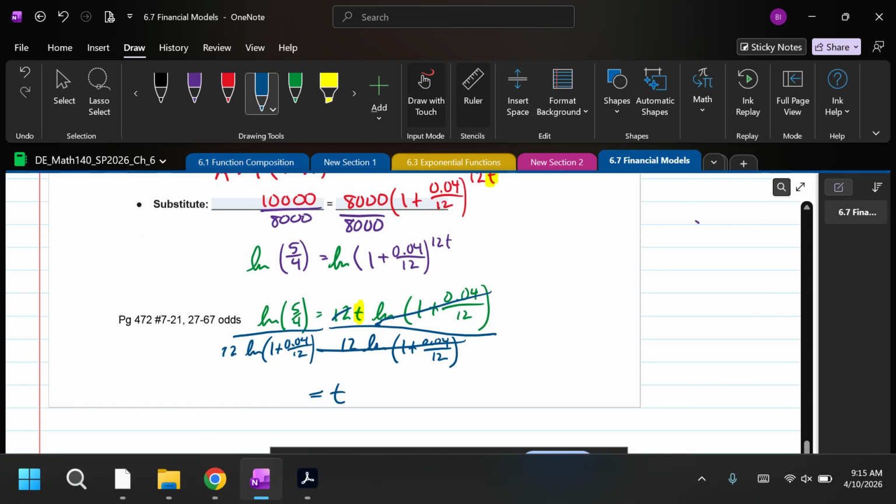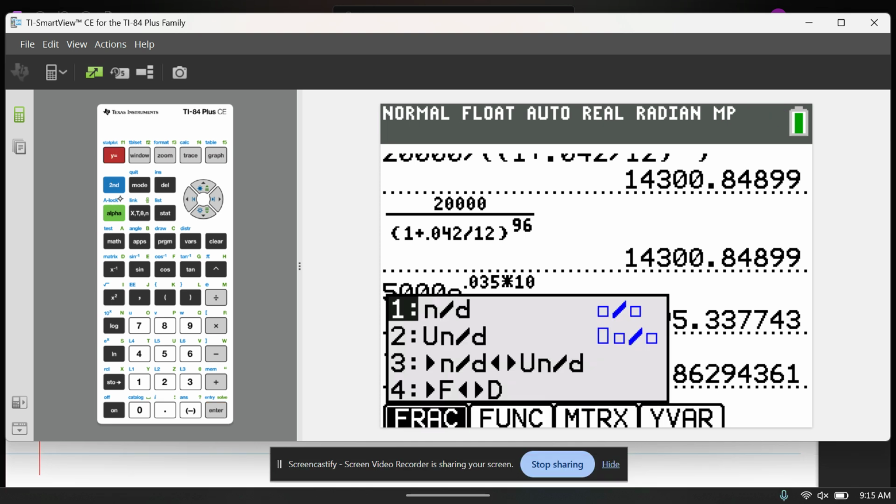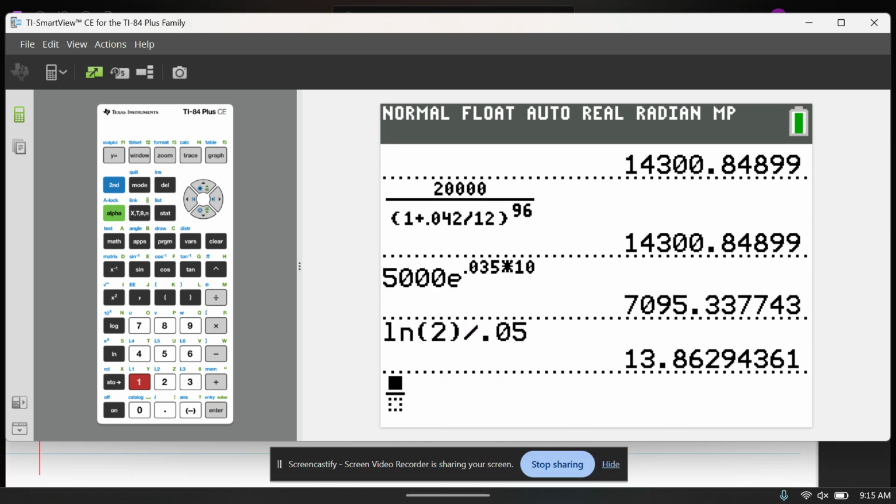Now I'm going to go to my calculator and I'm going to use the fraction button because it helps me organize it a little bit. Natural log of 5/4, divided by 12, natural log of 1 plus 0.04 divided by 12.